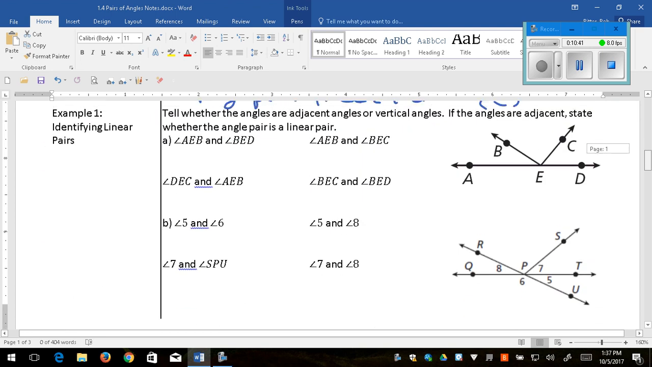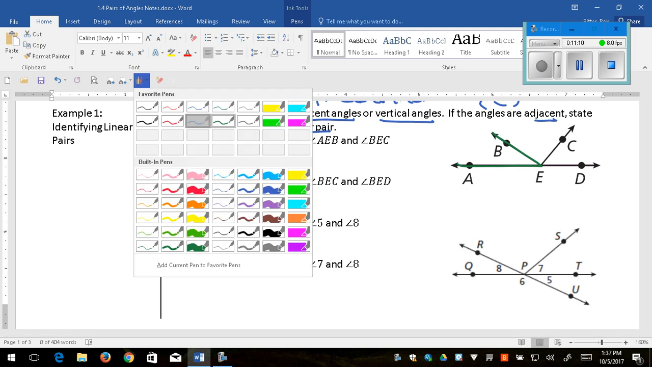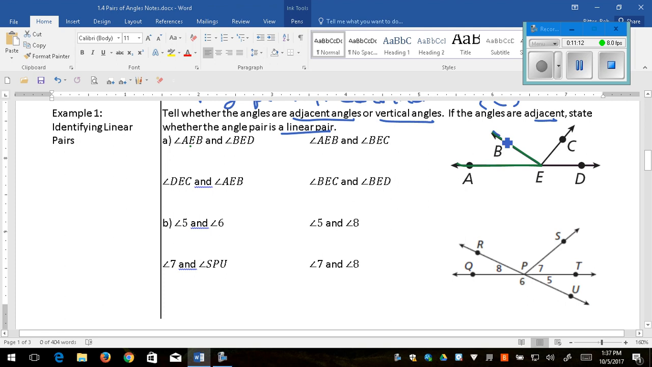All right, tell whether the angles are adjacent. So we're supposed to tell whether the angles are adjacent angles or vertical angles. If they are adjacent, then we need to state whether they are a linear pair or not. So we'll be tracing these angles to determine this. So I'm going to look at angle AEB. E is the vertex. I'm going to trace it right in the order that they give me, AEB, and angle BED. So in my other color, we'll do blue. I'm going to do BED.